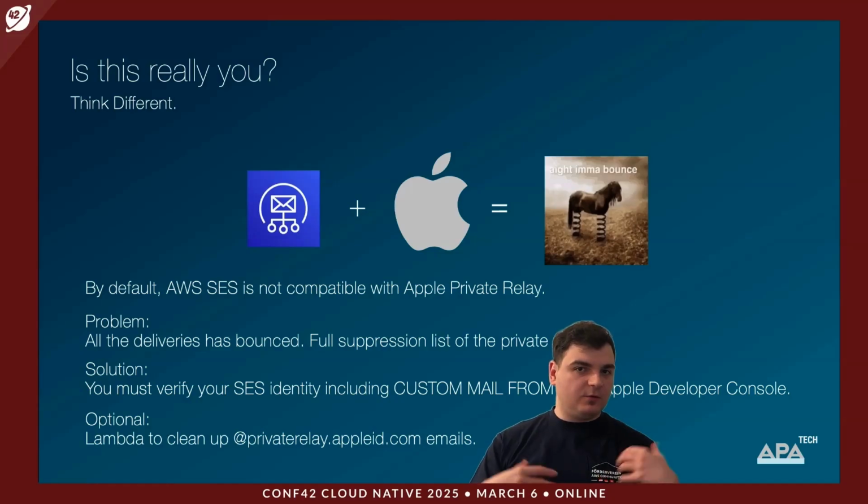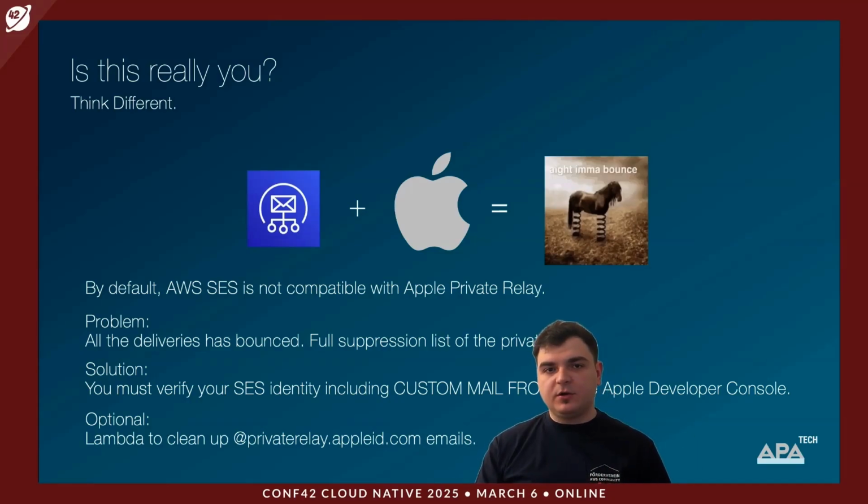In some cases, if you missed it, you can write a lambda to clean up the suppression list, for example, using Boto3, and to search any emails with the private relay. Because you cannot do it quickly through the console, there is no bulk selection, that's why you have to do lambda. But it's very important to tell Apple in your developer console that you are using SES and validate that information. So the main custom mail from, and also provide the SPF.